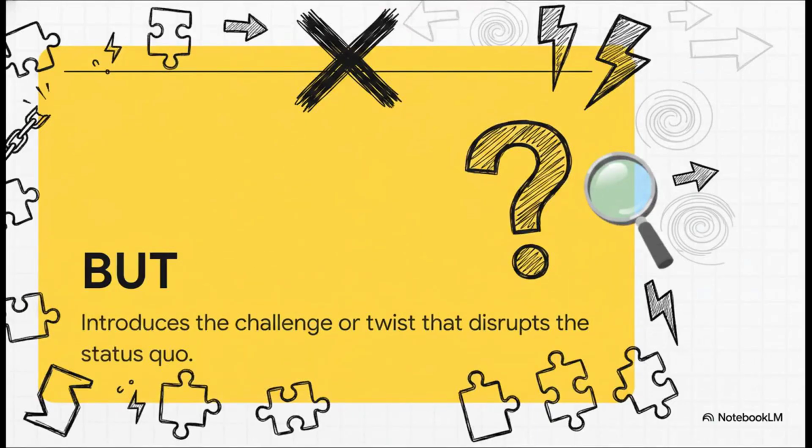But then comes the turn. So the really crucial point here is the but. This is where you introduce the challenge, the twist, or the problem that completely shatters that status quo you just established. This is where the conflict happens. Without the but, you really just have a list of facts. The but is what hooks your audience's attention because suddenly there's a problem that desperately needs solving.